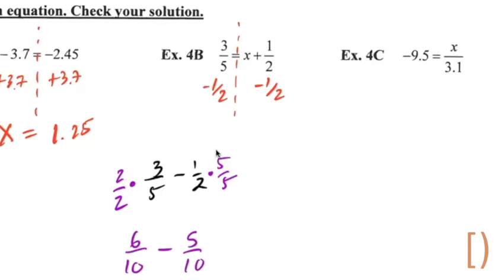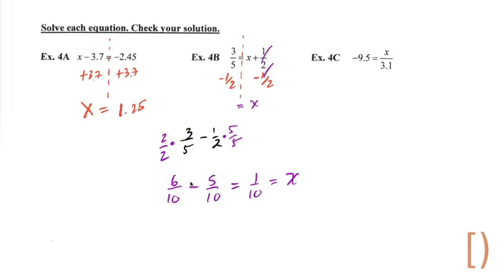6 minus 5 is 1. When you add or subtract fractions, they have to have the same denominator, and you just add or subtract the numerators, the tops. So I get 1/10 equals x, right? Because these cancel out. And you have x equals 1/10. So again, same process, uglier because it's fractions.